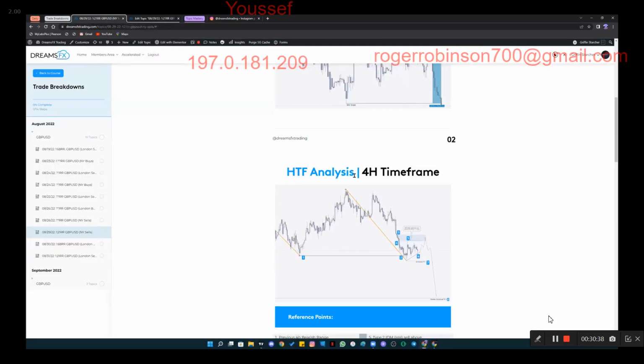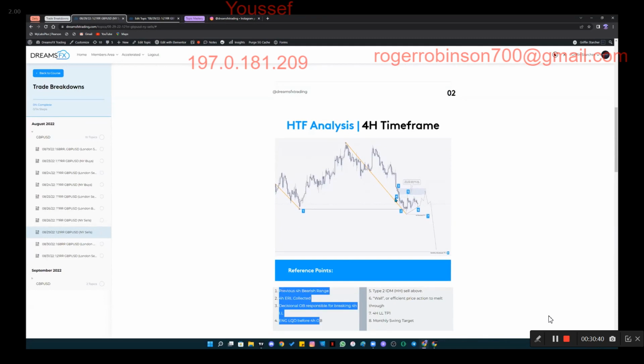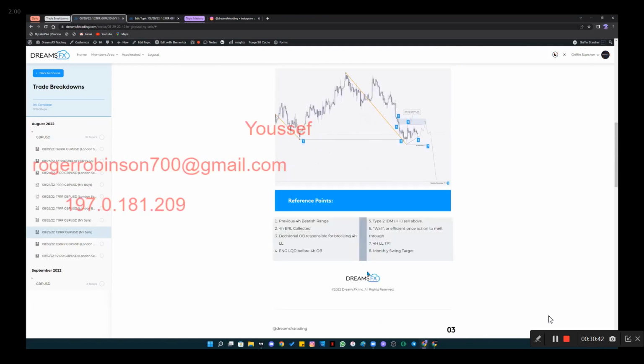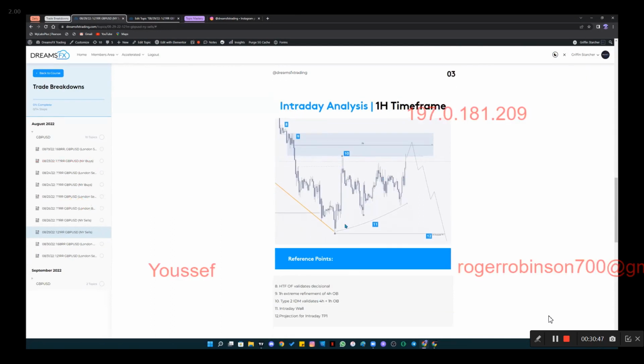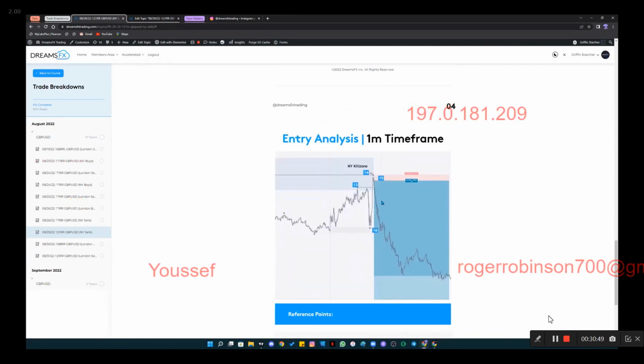So you're always going to have your higher time frame analysis, the 4 hour, your reference points showing you how exactly to approach it, right? The steps and manner to do so. You're going to have the intraday analysis, the 1 hour time frame, always showing you how to further refine your analysis with more specific reference points. And then you're going to have your entry analysis, showing you how specifically the position was entered.